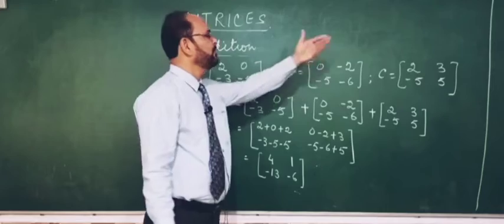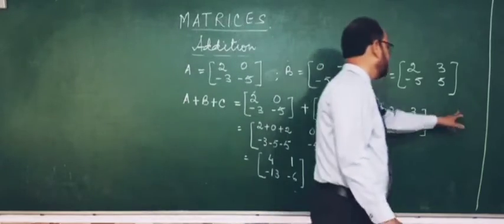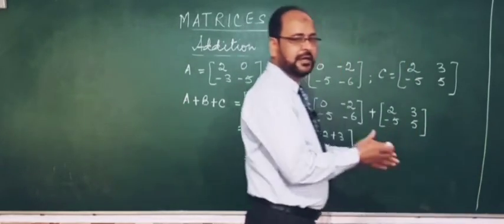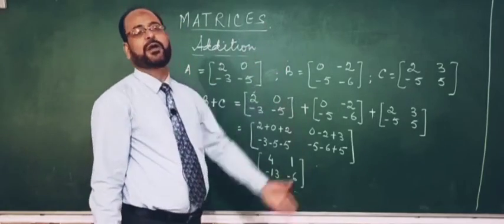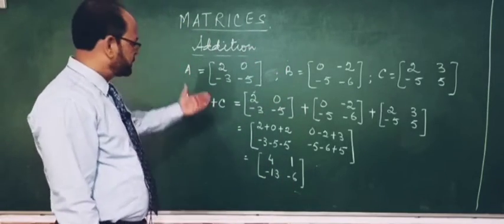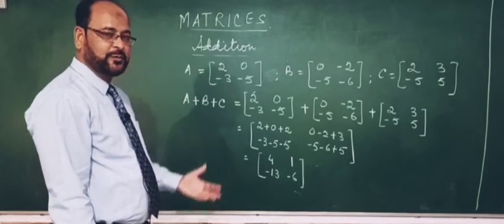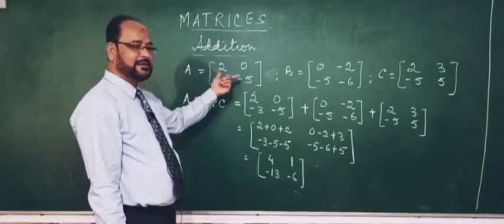If you have one more matrix, you will write a plus sign and you will write the next matrix and you will add. The procedure is the same. Any number of matrices are given, you can find the sum. Okay, so this is the way you will find the sum. I hope you all must have understood how to add the given matrices.